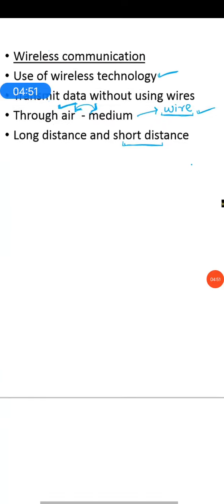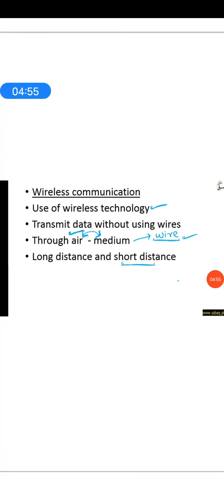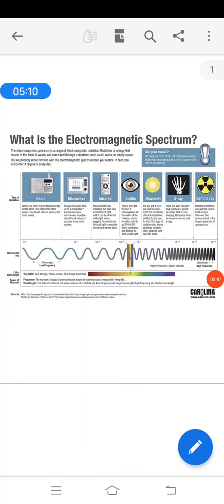So, what is wireless communication? It is the use of wireless technology to transmit data without using wires, with air as the medium, for long distance and for short distance. That was just an introduction to how data is transmitted wirelessly without any physical medium. Data is transferred through electromagnetic waves.